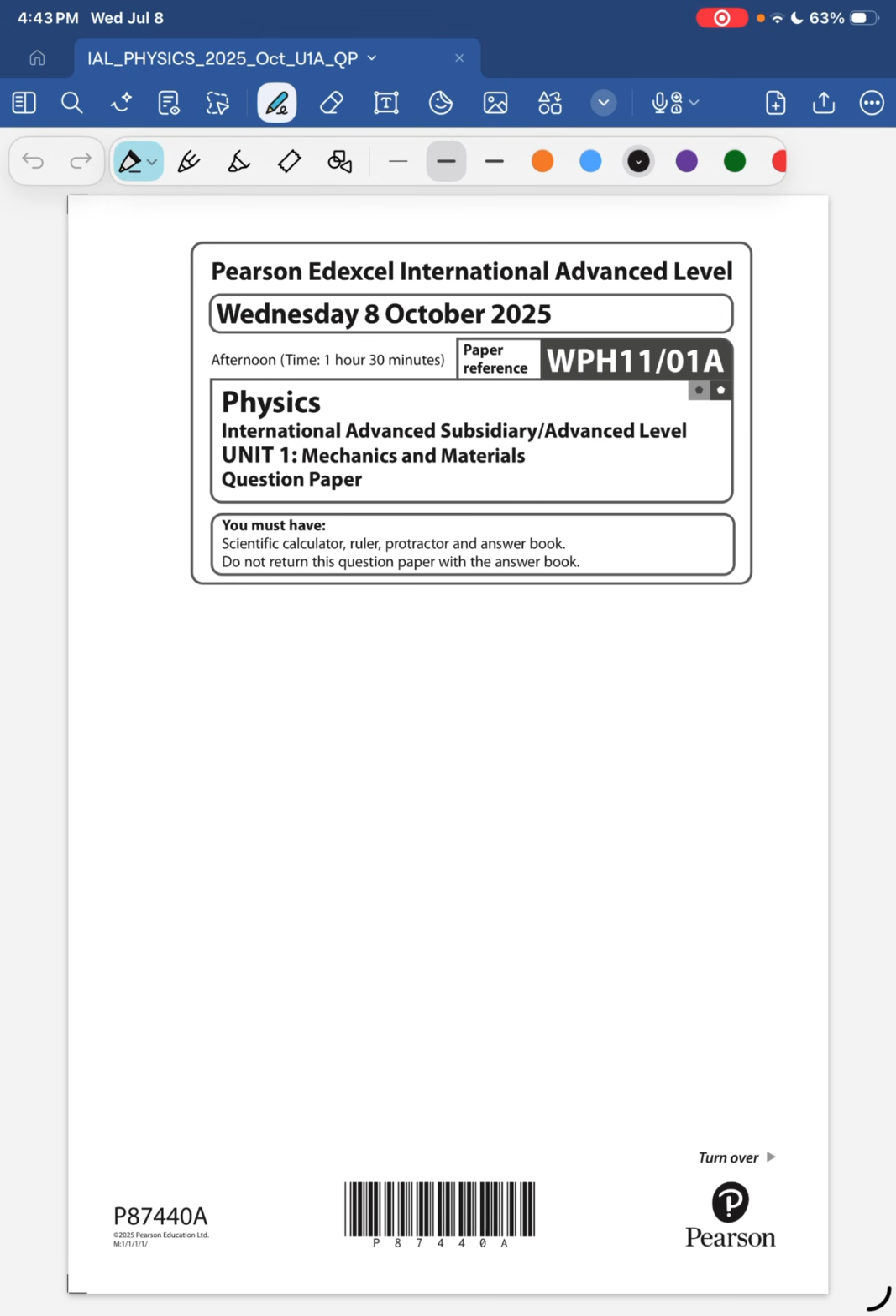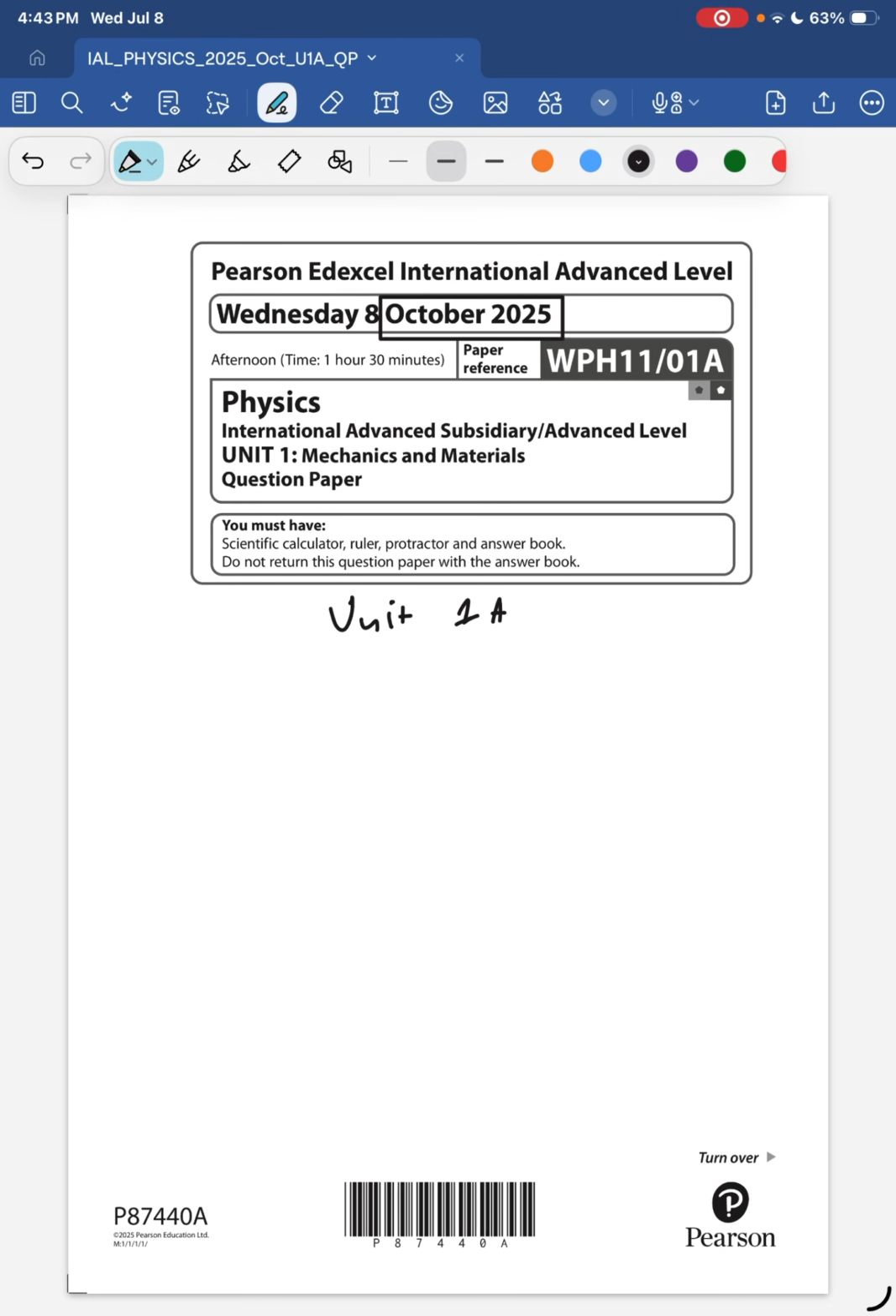So I decided to go over a past paper, and this is a Unit 1 paper, and it's the A version. So this is Unit 1A, and it's from October 2025, as you can see. So this is one of the most recent ones.